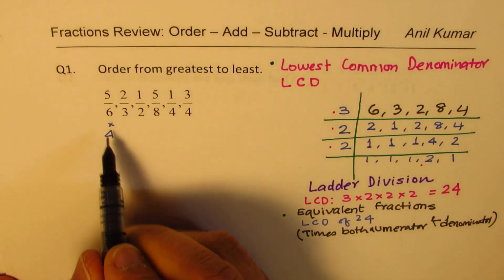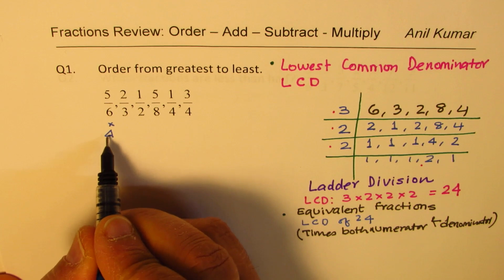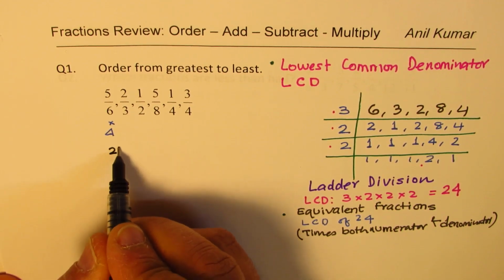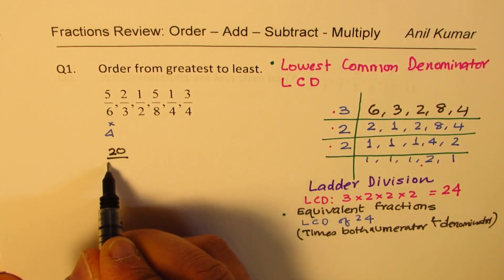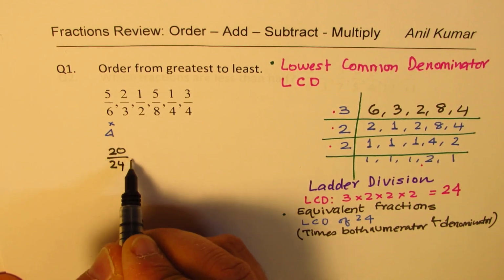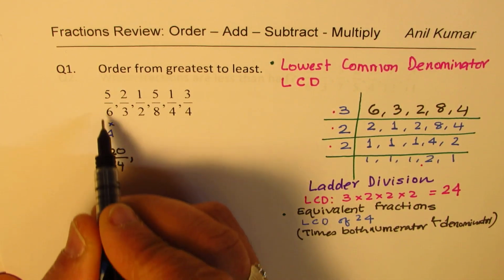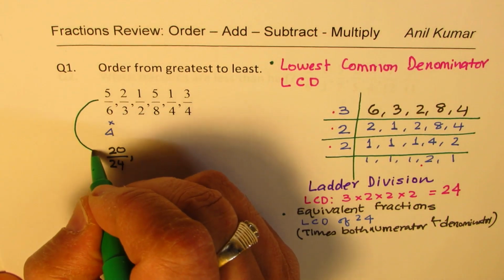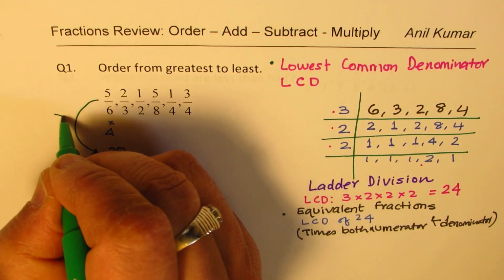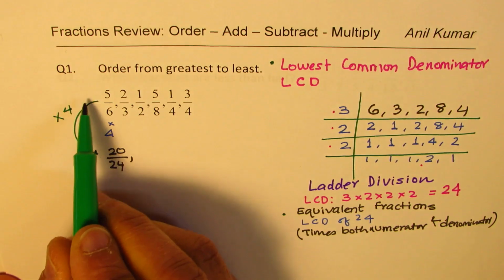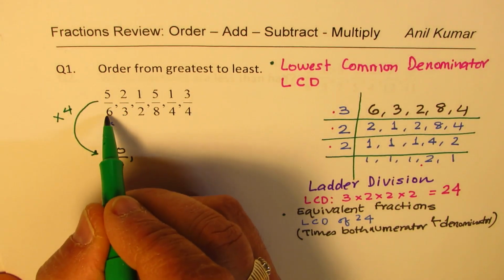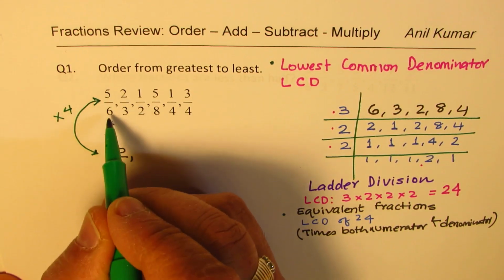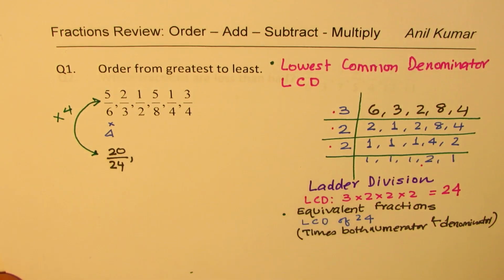So if I multiply both of these numbers by 4, what do I get? 4 times 5 is 20 and 4 times 6 is 24, correct? So you see that I have got 20 by 24, which is equivalent to 5 by 6. So what I did here was multiply both of them by 4. 5 by 4 and 6 by 4. Multiplying both of them by 4 gives us 20 over 24. Is that clear to you?